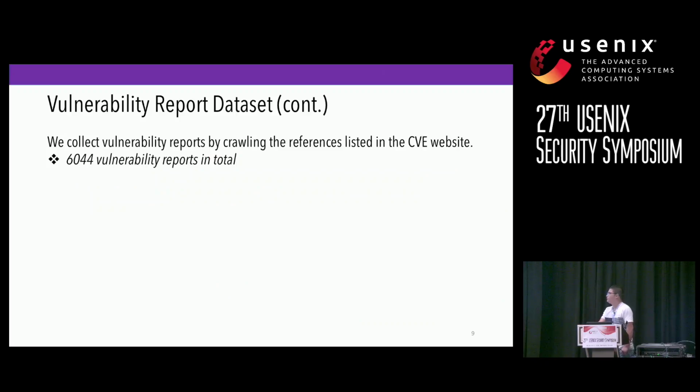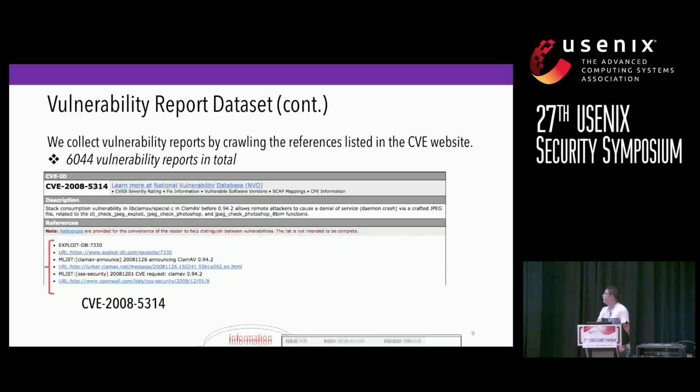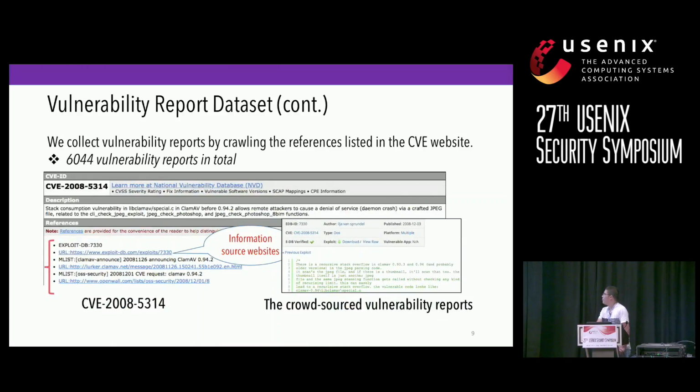Basically, for each vulnerability, we collect the vulnerability reports by crawling the references listed in their CVE websites. Finally, we collect more than 6,000 vulnerability reports. In this CVE entry, the references of the cited websites are referred to as the information source websites, or simply source websites. We take the technical reports in those source websites as our cross-sourced vulnerability reports for evaluation.